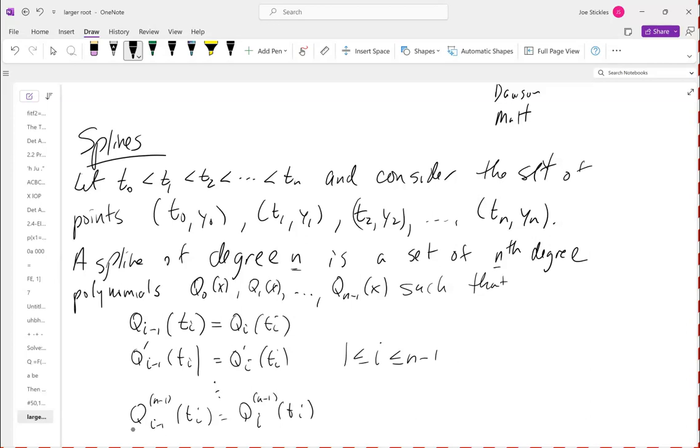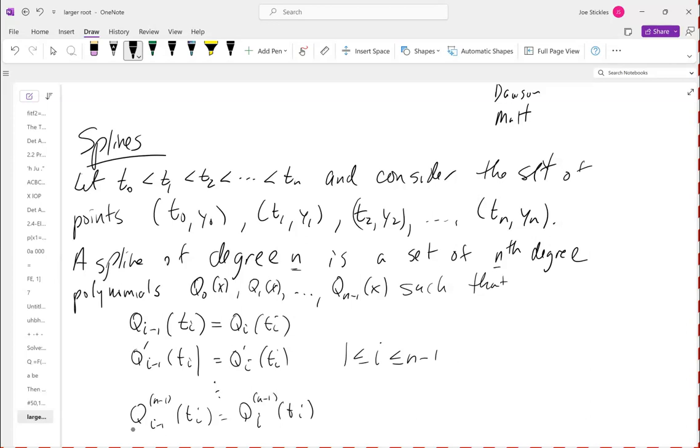All right, so I don't need to worry about what happens at the end points because I'm not trying to match up anything at the end points. That's why my i goes between 1 and n minus 1. Right? Does that make sense? I don't care what happens at the end points. Okay?